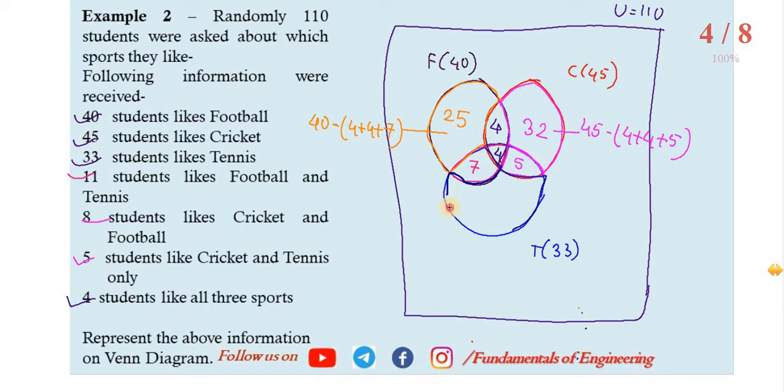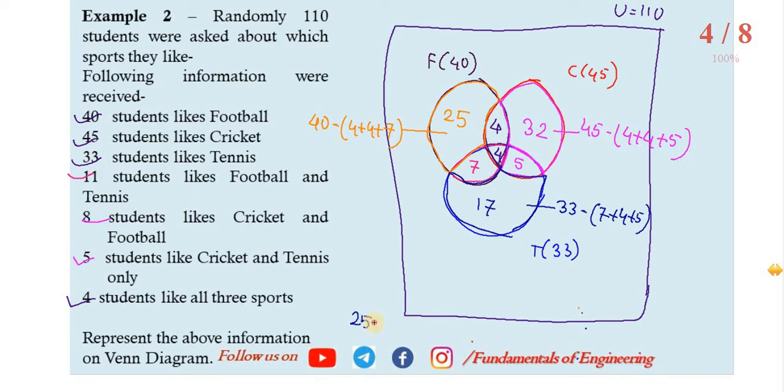Only tennis. So 33 minus 7 plus 4 plus 5. 7 plus 4 is 11, plus 5 is 16. So 33 minus 16, we are getting 17. Now add all these things, whether it is equal to 110, that we need to find out.